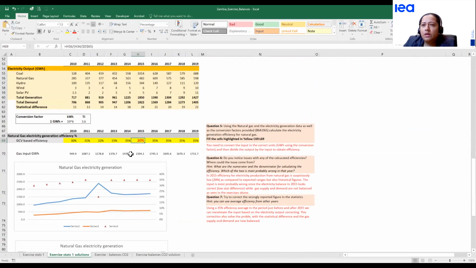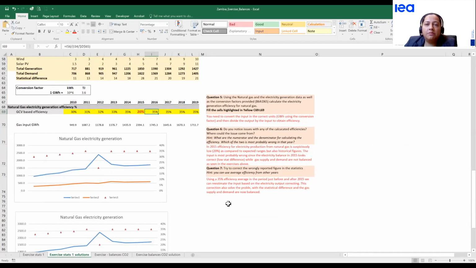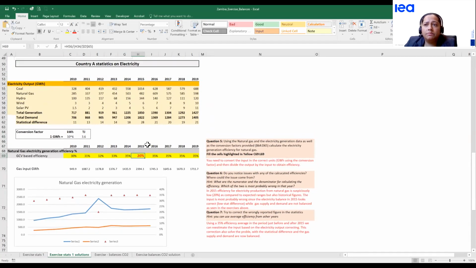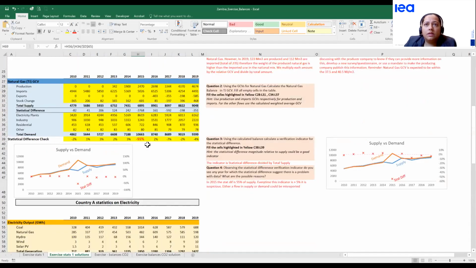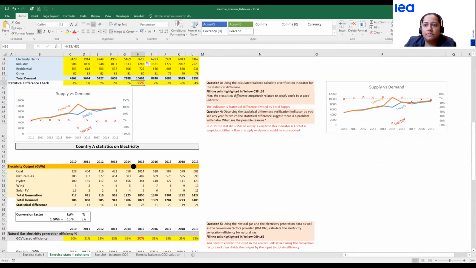So how do we correct this? You would correct this by adjusting your efficiency. Normally, you know that the year before and the year after, the efficiency was 35%. So here you would apply a 35% efficiency. You would back calculate and apply a 35% efficiency here, and then this would get fixed.